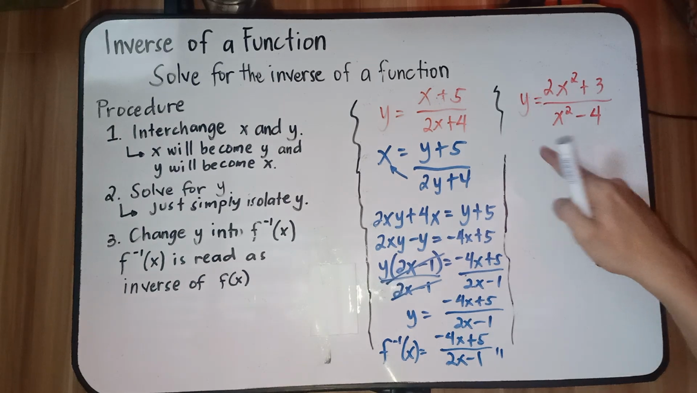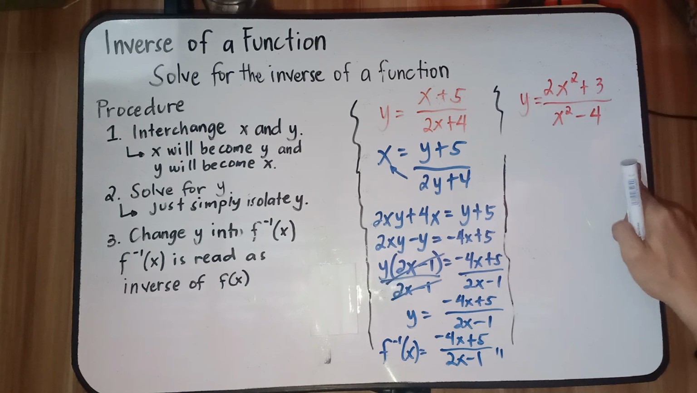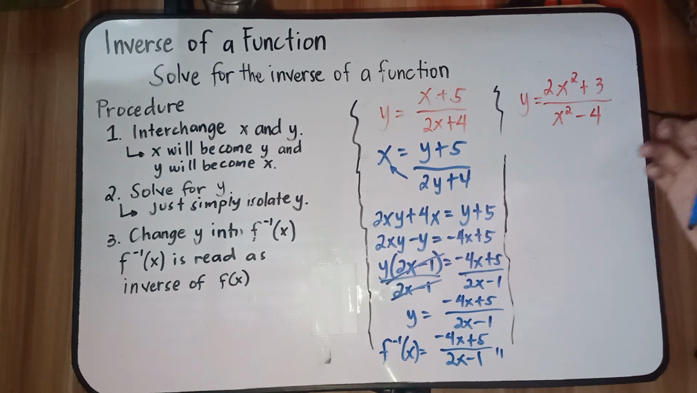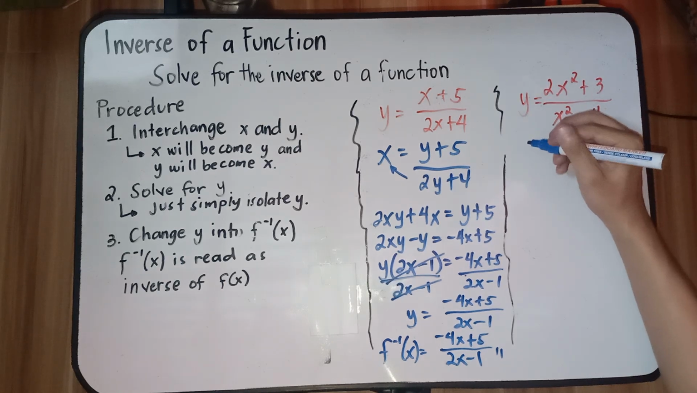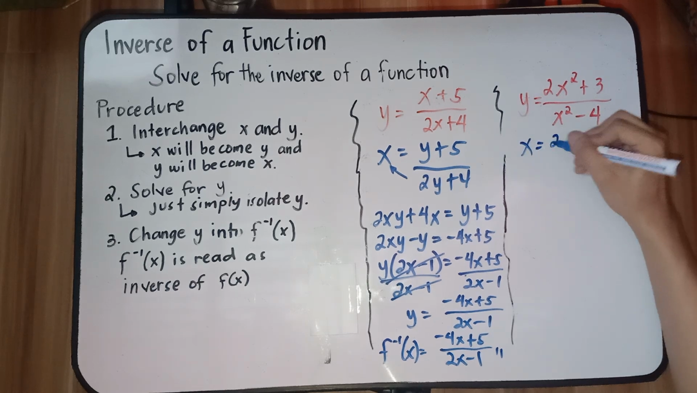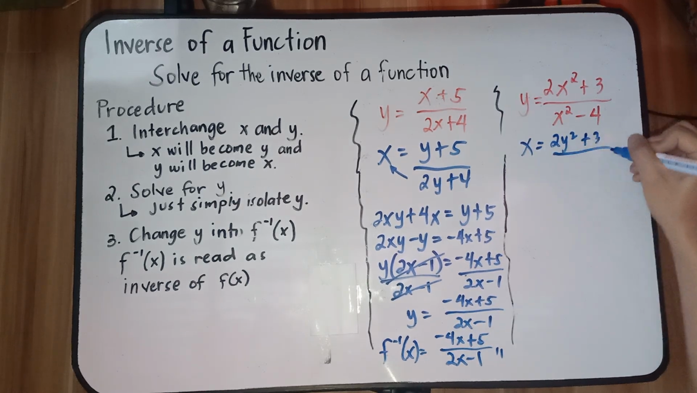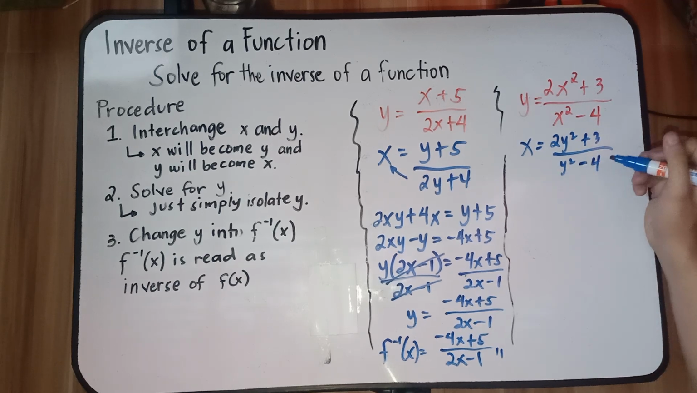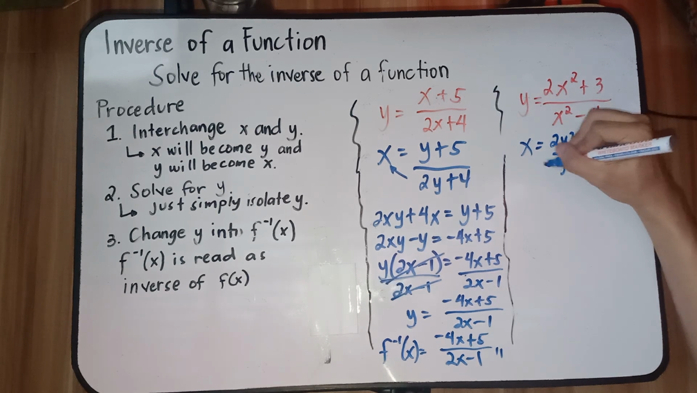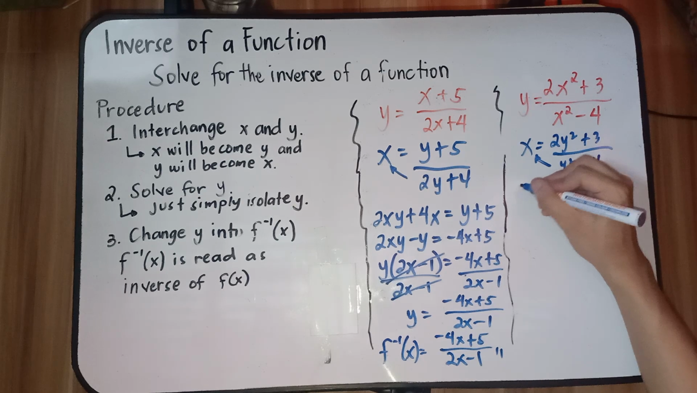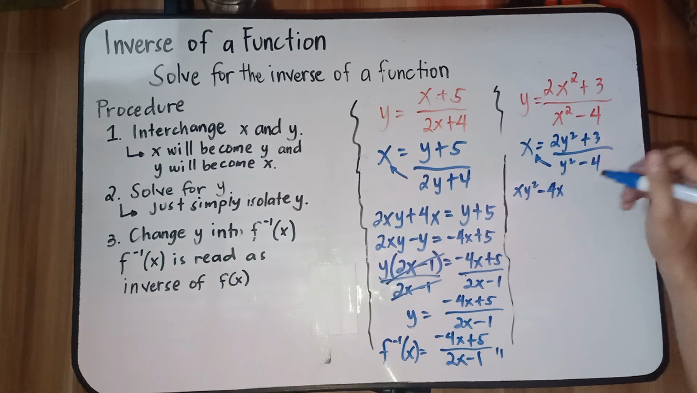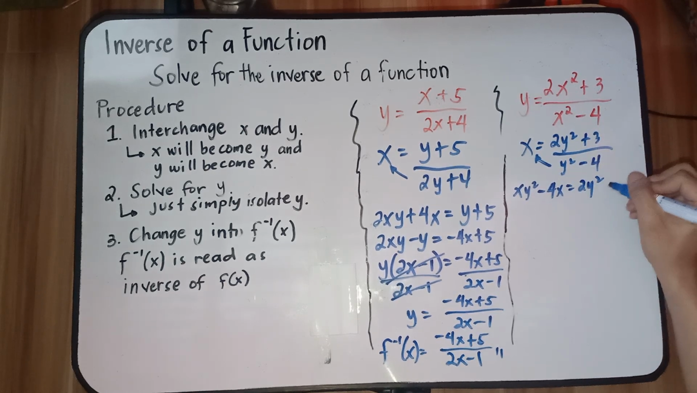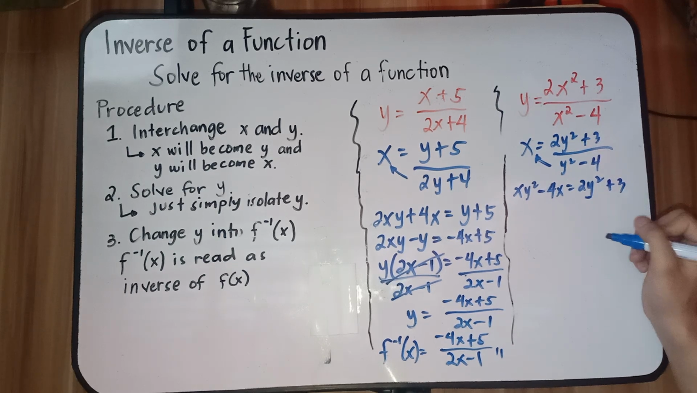For problem number 8, we have y is equal to 2x raised to 2 plus 3 all over x raised to 2 minus 4. This one is also an example of rational function. So first step, we have x is equal to 2y squared plus 3 over y squared minus 4. Just like on the previous example, we can multiply the denominator to x. So x times y squared, that is xy squared. x times negative 4, that is negative 4x, is equal to 2y squared plus 3.